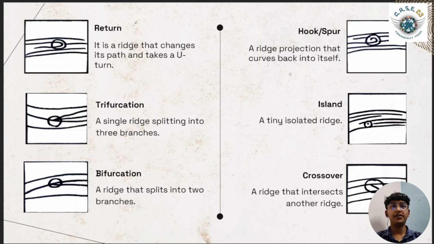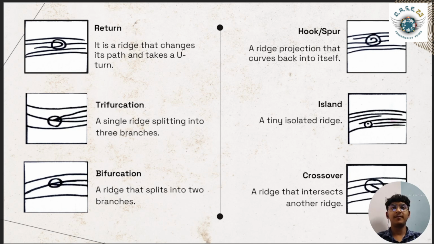And then there is return. This is when a ridge makes a U-turn and curves back in the direction it came from, forming a sharp bend. Bifurcation. This happens when a single ridge splits into two, like a fork in the road. Bifurcations are one of the most commonly used minutiae for fingerprint matching.